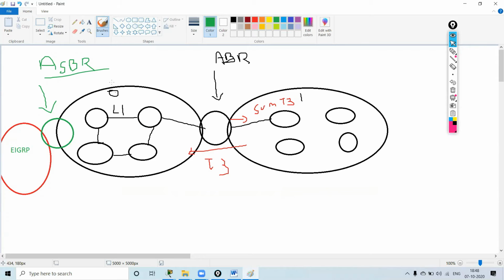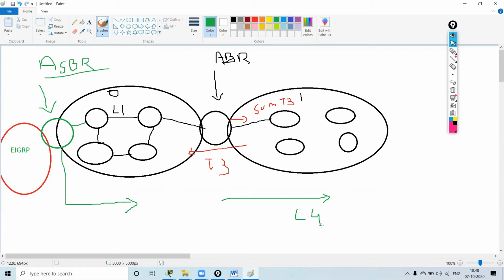Now how will my internal routers, or how will my area 1 routers, come to know where my ASBR is? They will come to know about the ASBR, that where the ASBR is located, with the help of LSA type 4. Means LSA type 4 information will be passed to the ABR router, and the ABR router will pass the information to the area. LSA type 4.